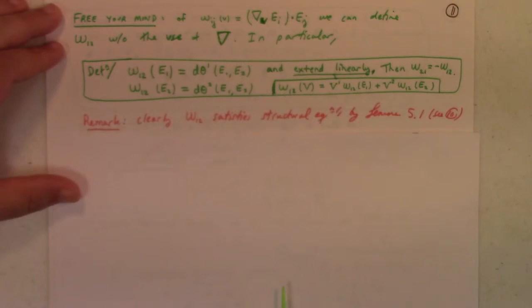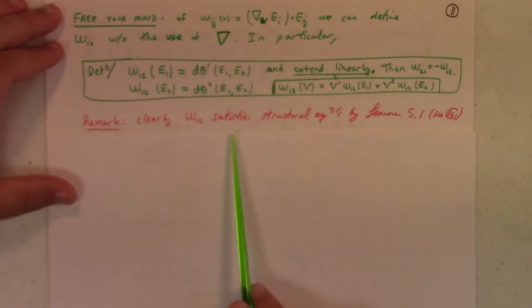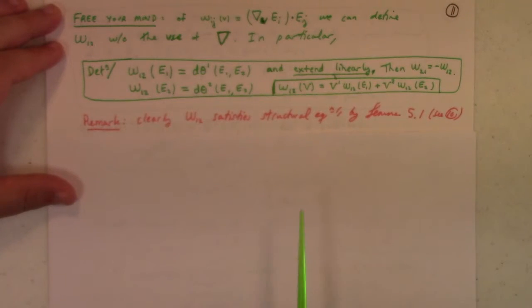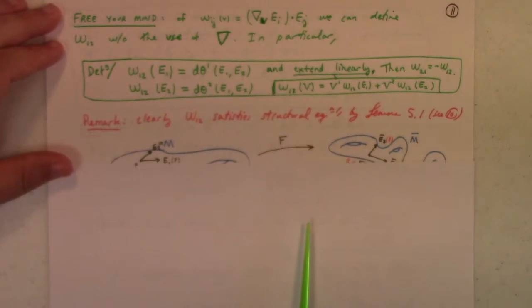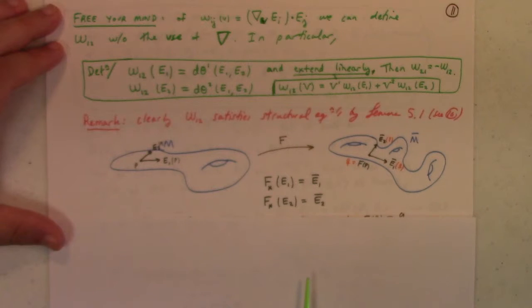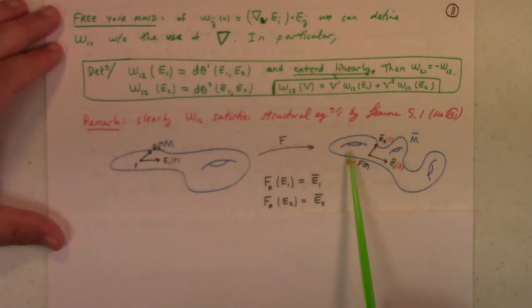Okay, all right. So clearly, omega 1, 2 satisfies the structural equations by lemma 5.1, all right. Garbage in, garbage out. In this case, structure equations in, structure equations out. Wait a minute, they're not garbage. Don't listen to me. All right. I blame some computer science class, which I forgot, but anyway.